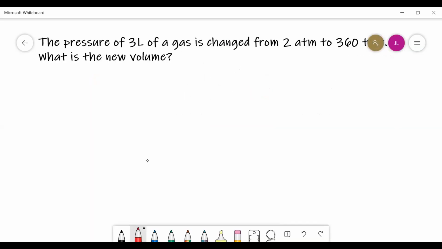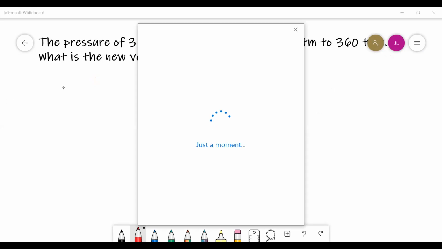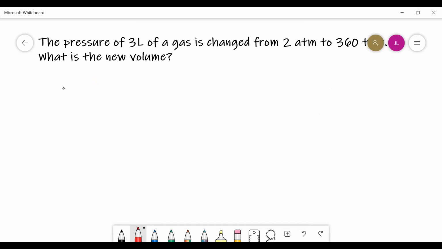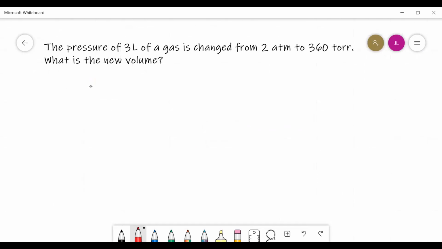So let's look at another one, a little more complicated. Now let's look at this one, where 3 liters of gas is changed from 2 atmospheres to 360 torr. If we're looking at this, we can see we have volume and we have pressure, so it must be a Boyle's law equation. So we have P1, V1, P2, V2.